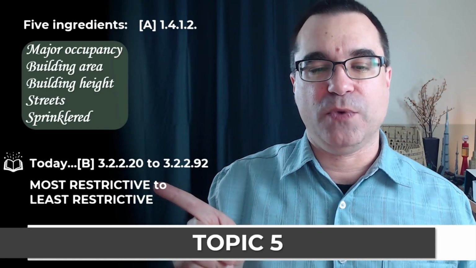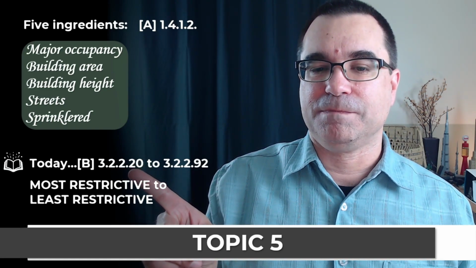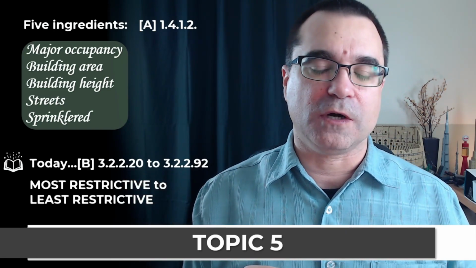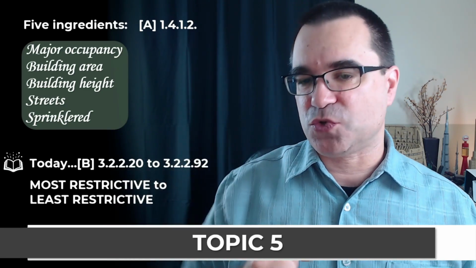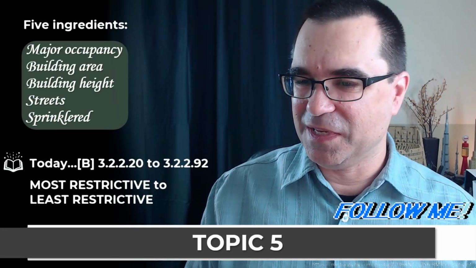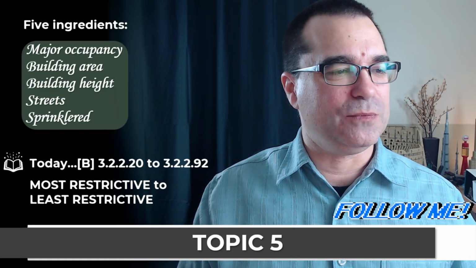The way that they're arranged, and we'll look at this in a bit more detail, okay? I promise you. But the way that they're arranged is that the lower the article number, the more restrictive the requirements in the article are. The higher the article number, the least restrictive the requirements in that article are. Intrigued? How about I show you? Okay, I think that's probably the best way that we do this.